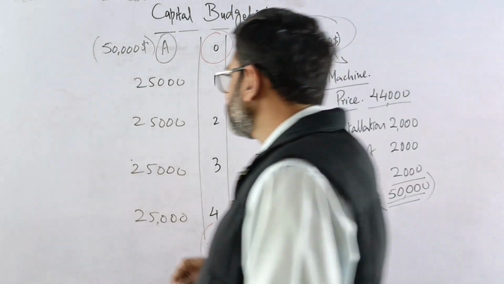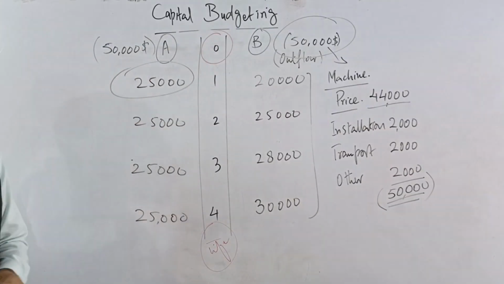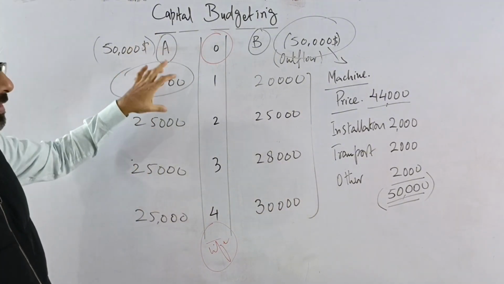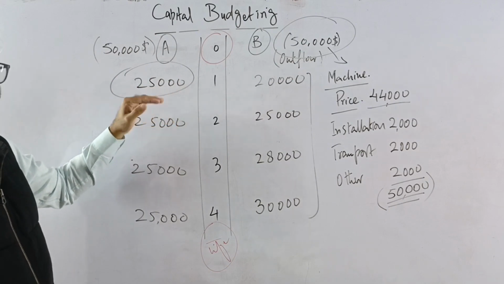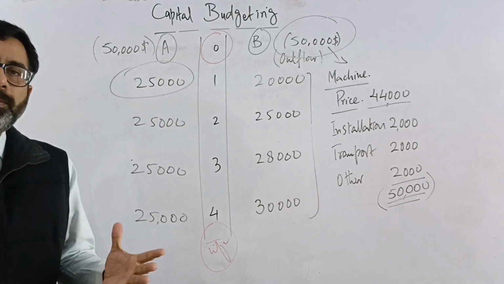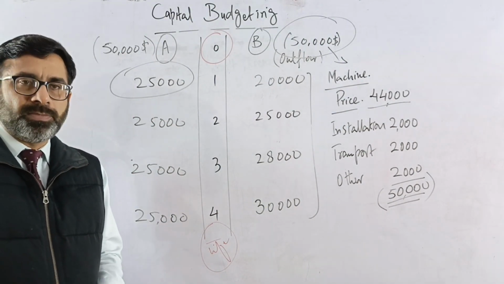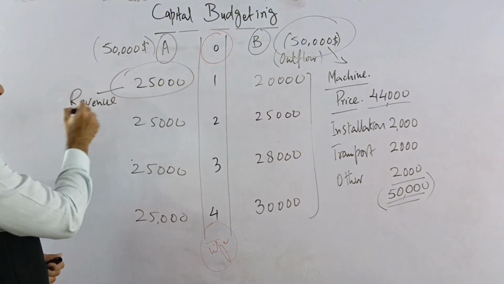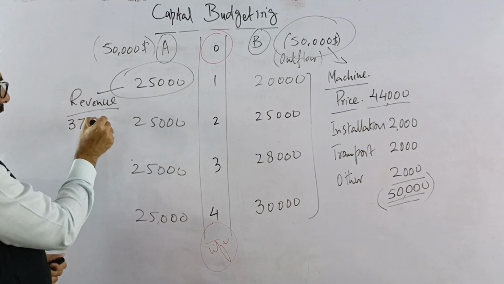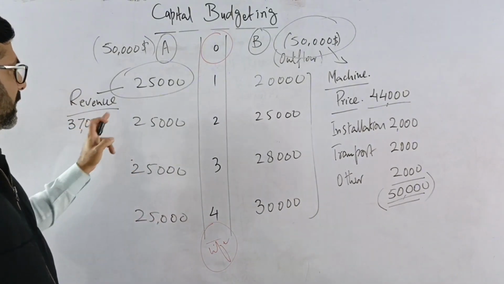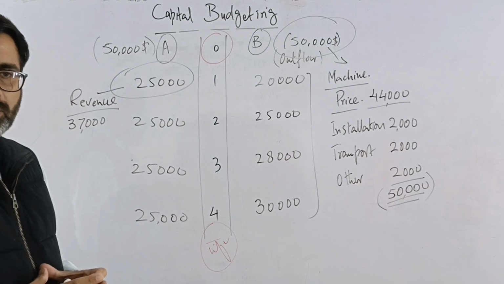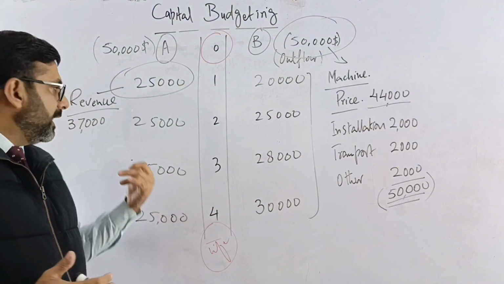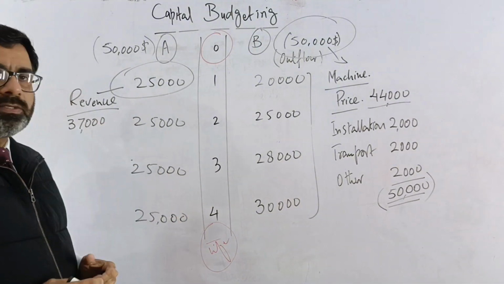In the same way, if we are talking about this 25,000, what is this? This is the benefit of this machine in year one. So what may be the benefit? Why are we buying this machine? Because we want to produce something, and obviously it earns some revenue. Say the revenue is 37,000, but here it is 25,000. So the revenue is 37,000: when we purchase this machine, we produce a product, and in the first year the product is sold for 37,000.